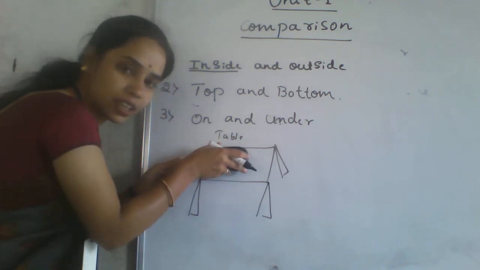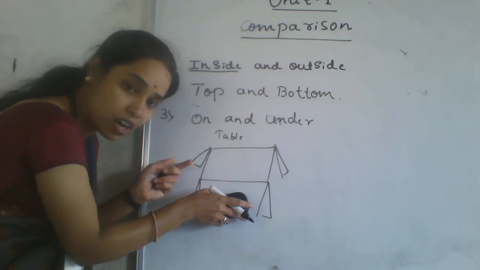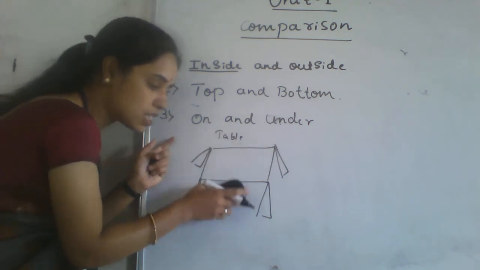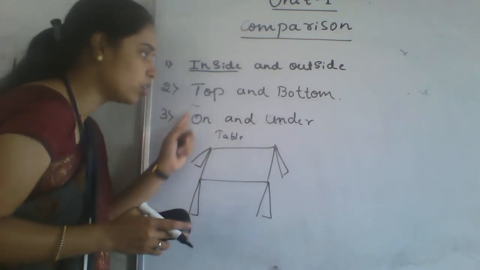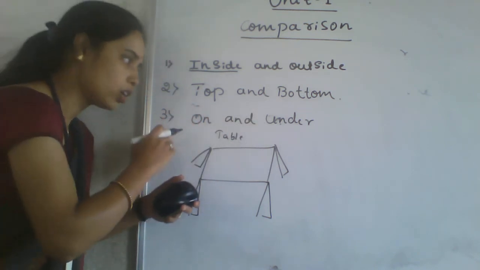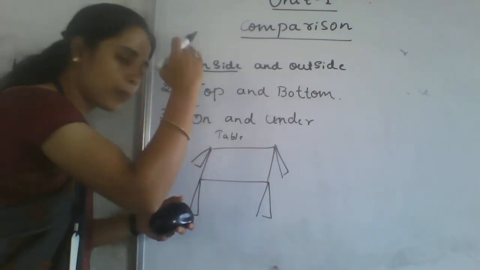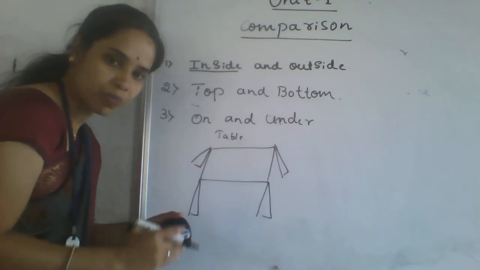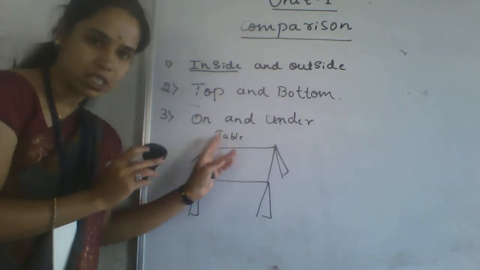What do we call it when it is kept on top? On the table. If I keep it here, under the table. This is the difference between these two words, on and under. On and top are two similar words. On is also up, under is also down. Next, this top is also up, then bottom is also down. Right? Next, on and under. I hope you are clear with these two words.